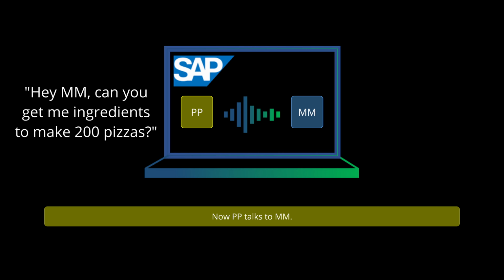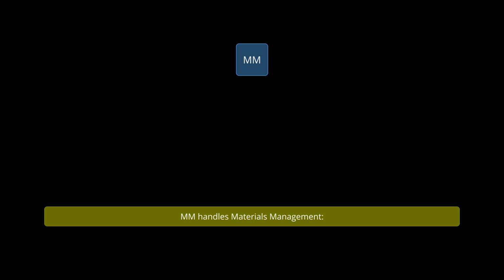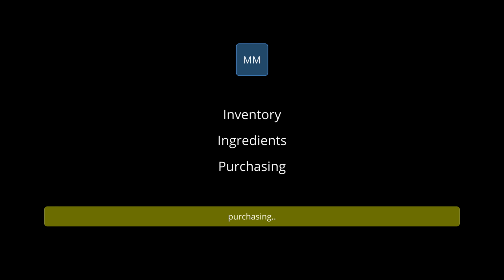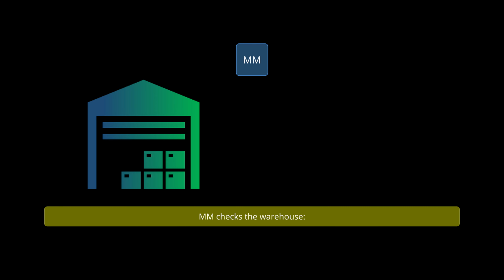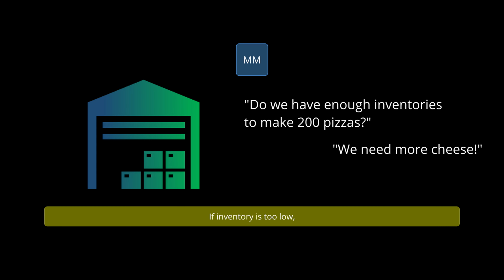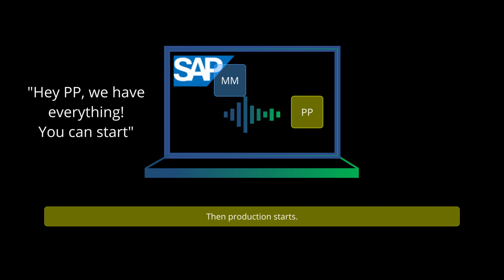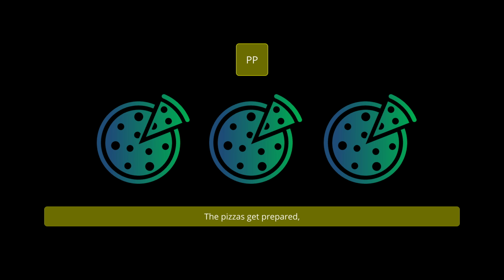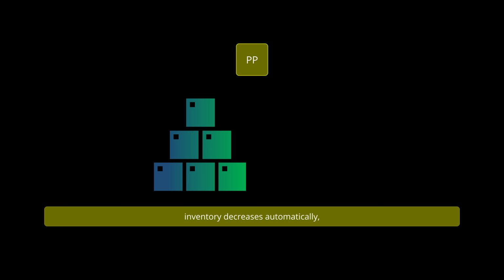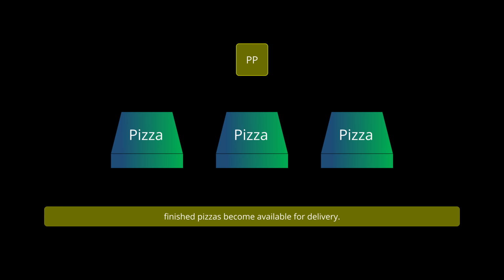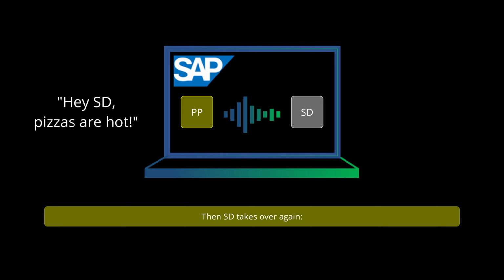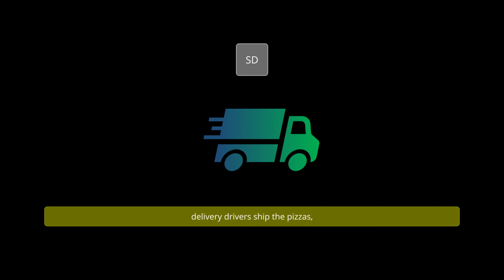Now PP talks to MM, which handles inventory, ingredients, purchasing. It checks the warehouse. Do we have enough cheese? Enough flour? Enough boxes? If inventory is too low, it orders more ingredients from suppliers. Then production starts. The pizzas get prepared. Inventory decreases automatically. Finished pizzas become available for delivery. Then SD takes over again. Delivery drivers ship the pizzas.